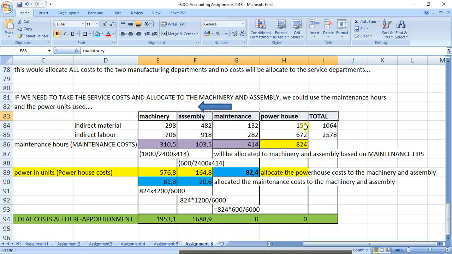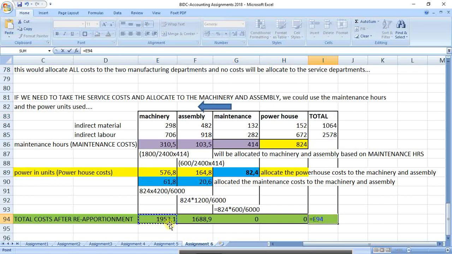So total is also 0. Total would be those added together. So this plus that. You know, and see, if you add up those two amounts, you get the same total. See, 3642. That should be the same.